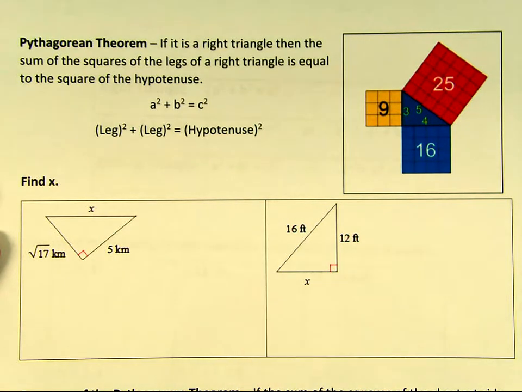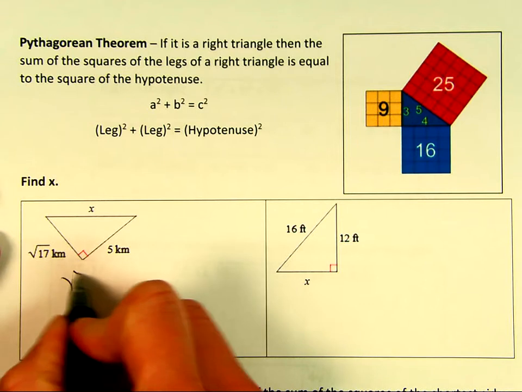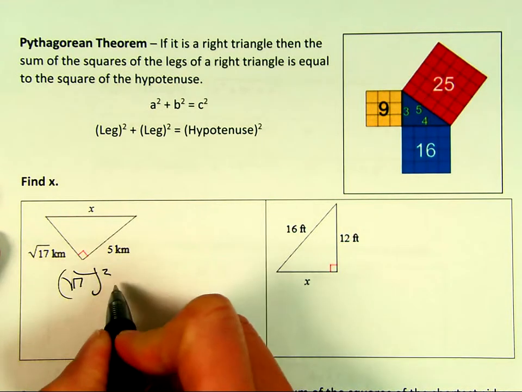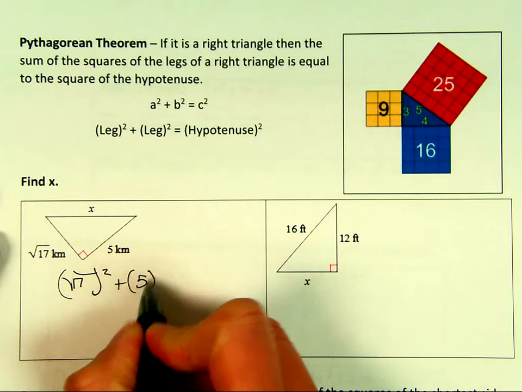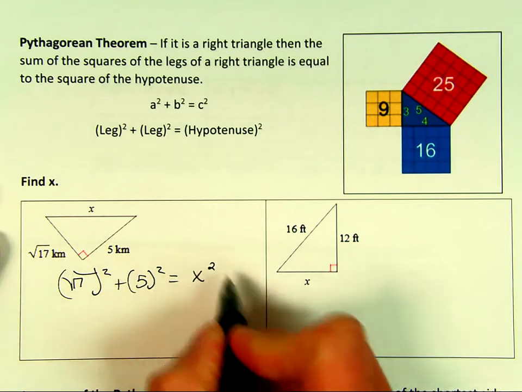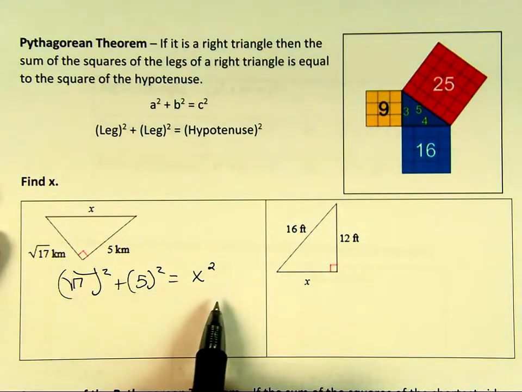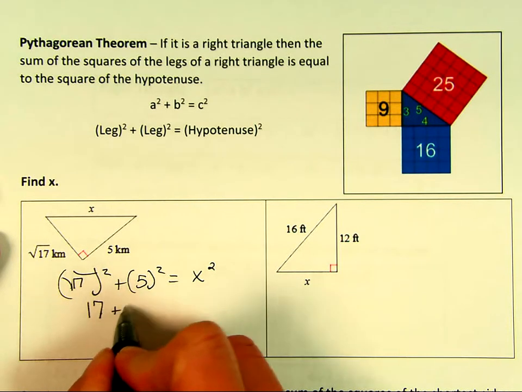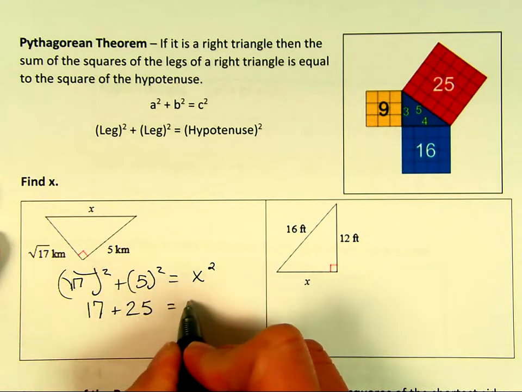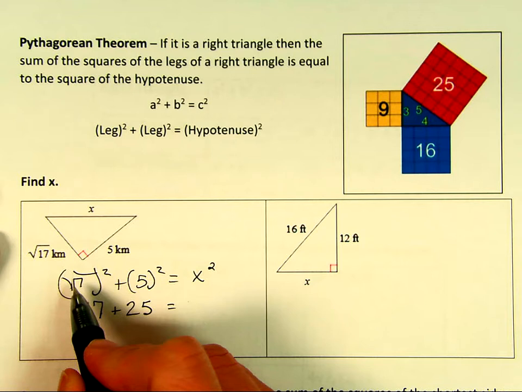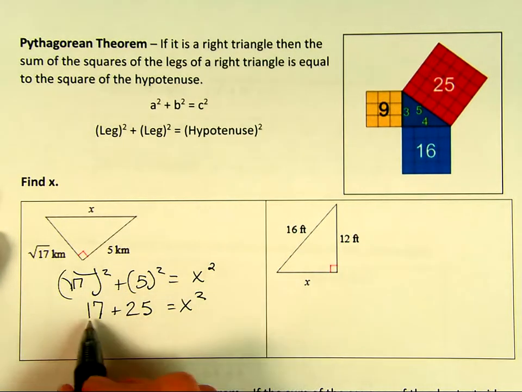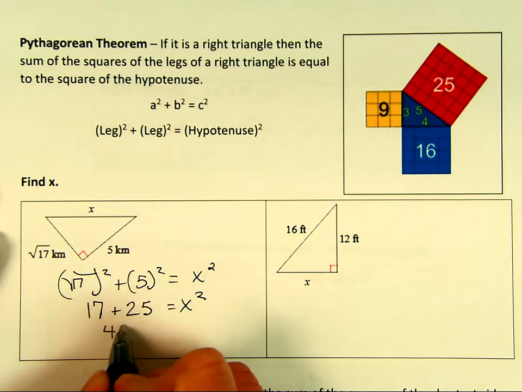So I set it up a little bit different. I'm going to say a squared, so that's one of my legs. And then b squared, that's my other leg, has to equal c squared. So I square each of them. Well, 17 squared is just 17. And 5 squared is 25. And then we have just x squared. Then we add these two together. So that's going to be 42.